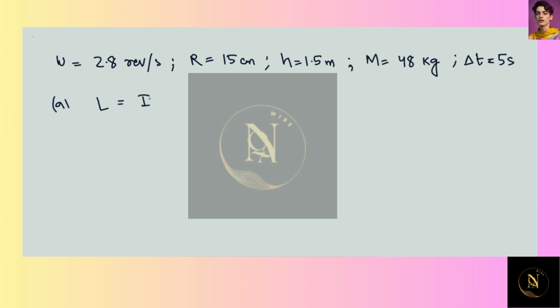So to find the angular momentum, we will use equation 11.1, and according to that, L is given by I, which is moment of inertia, times omega. Now what is the I here? So we assume the person to be a cylinder.